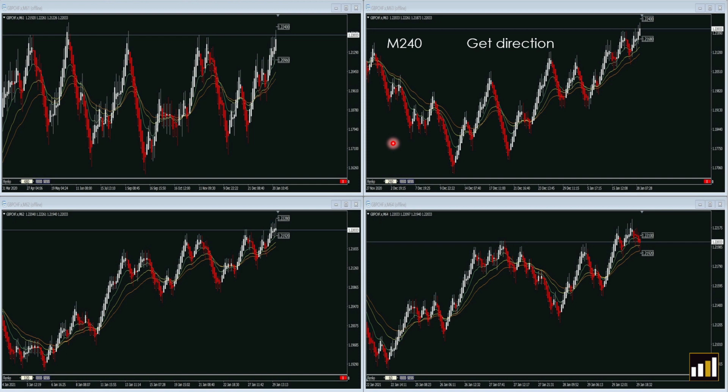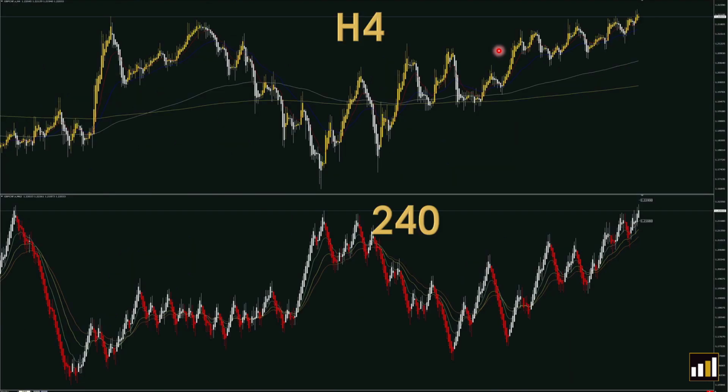And then we have step number 2, which is to get our direction. The M240 or the M24, it's similar to your H4 Heikin-Ashi stuff. So what we have here again is our standard EMAs, and it looks fairly similar.